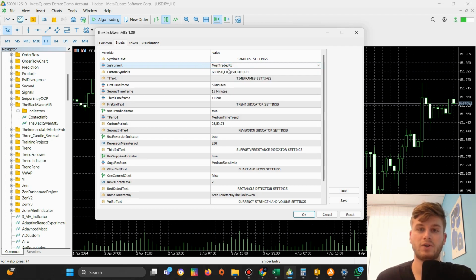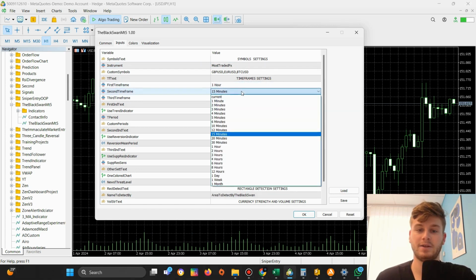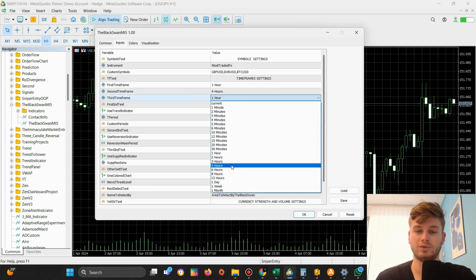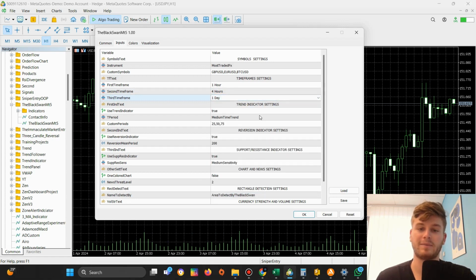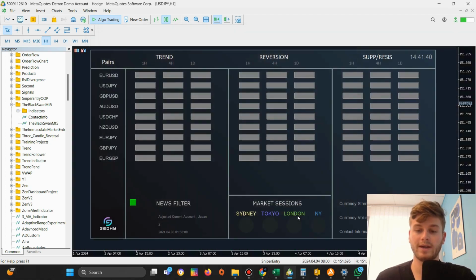And then because this will be an analysis for the whole week, I like to change these time frames as well. The lowest time frame I use is 1 hour. The mid time frame that I use is 4 hours, and then I also use the 1 day time frame as well. And I leave all of the other settings as they are right now. So I click on OK, and this is what I see.